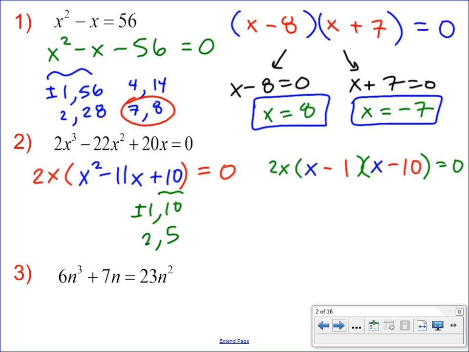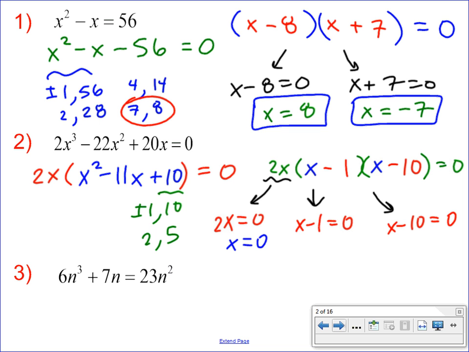Check it out. This 2x contributes to a solution the same way that my parentheses factors contribute to a solution. This 2x set equal to 0 will give me one solution x value. We'll set x minus 1 equal to 0, and we'll set x minus 10 equal to 0. So it looks like we're going to get three solutions. I get x equals zero, I get x equals positive one, and I get x equals positive 10. Raise your hand if you have the same three solutions.